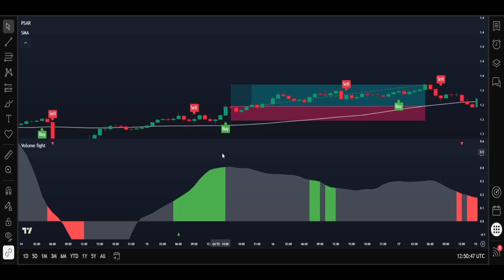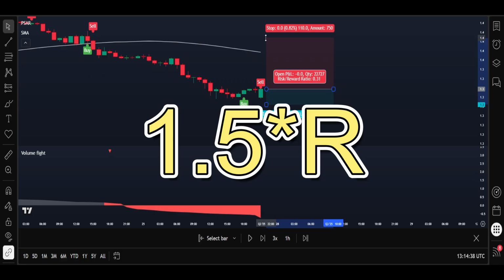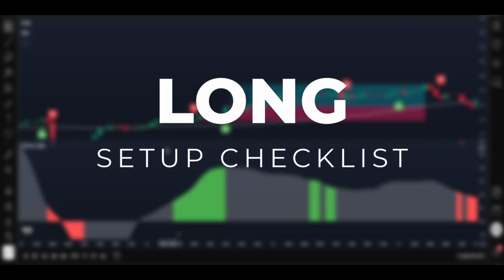Execution rule for every trade. Act on closed candles and enter on the next candle open. For longs, the stop goes below the nearest meaningful swing low. For shorts, the stop goes above the nearest meaningful swing high. Target is 1.5 R.